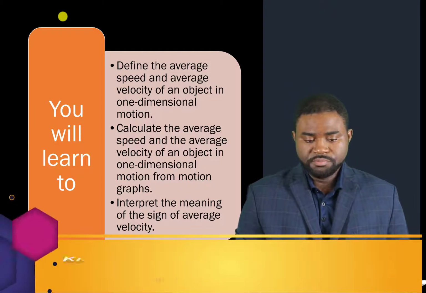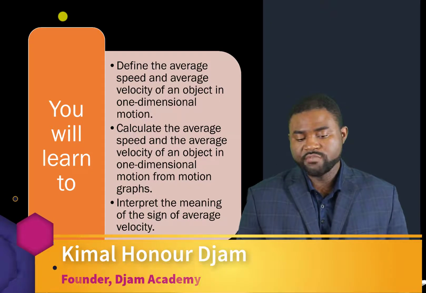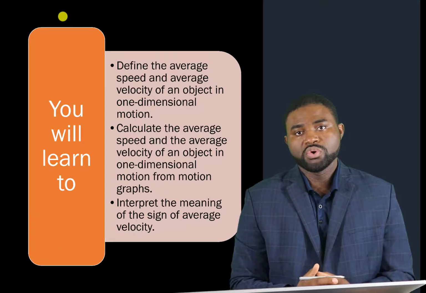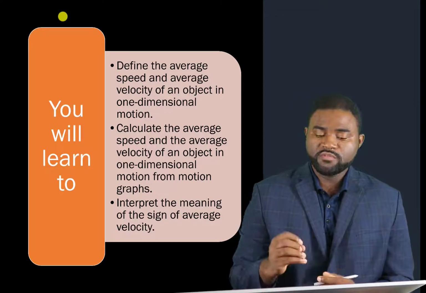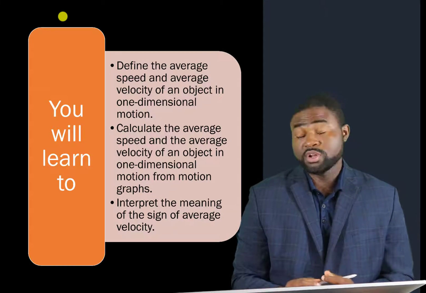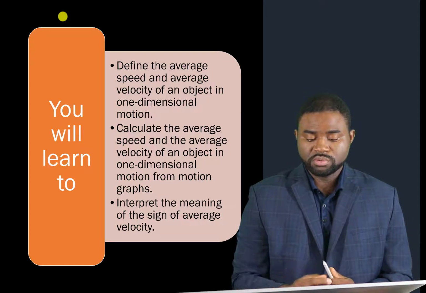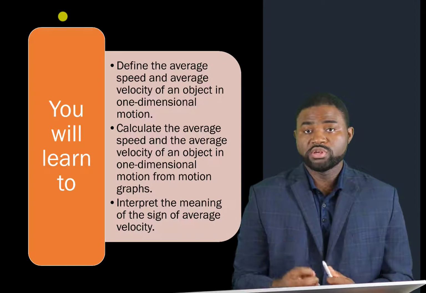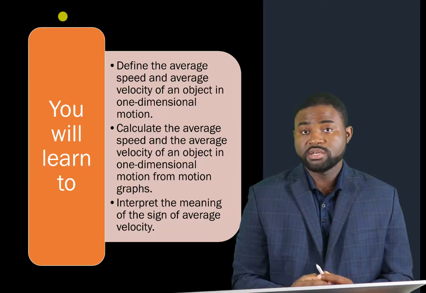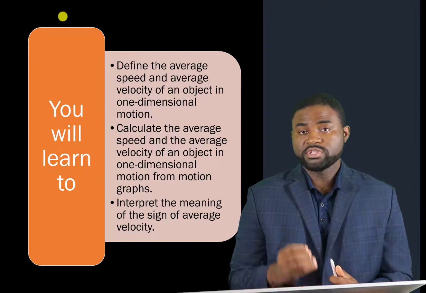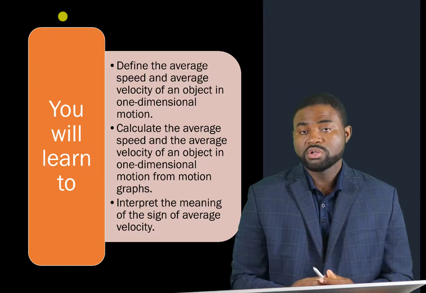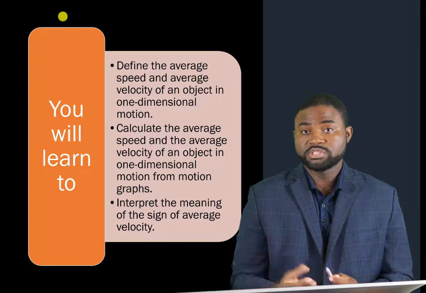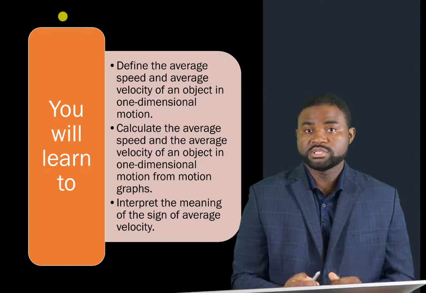In this lesson, we will define the average speed and the average velocity of a moving object. You will be able to calculate the average speed and the average velocity of an object in one-dimensional motion, as well as interpret correctly the sign of average velocity. In other words, you should be able to tell what it means when the velocity of an object is positive or when it is negative.